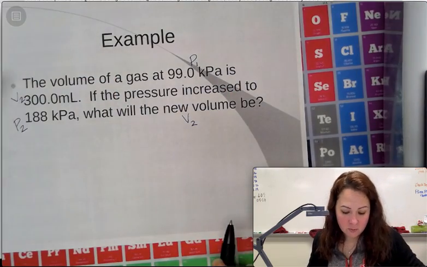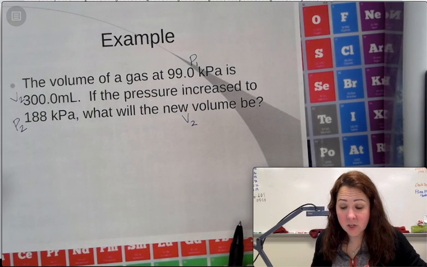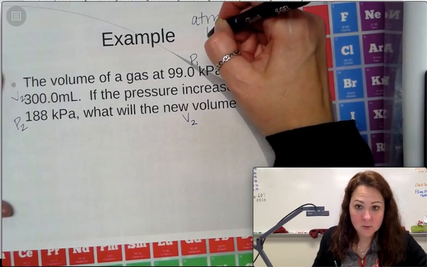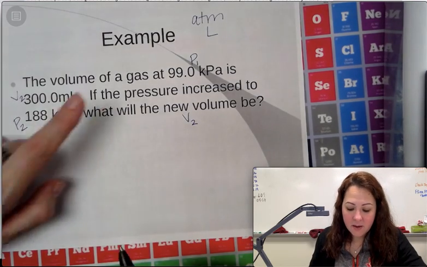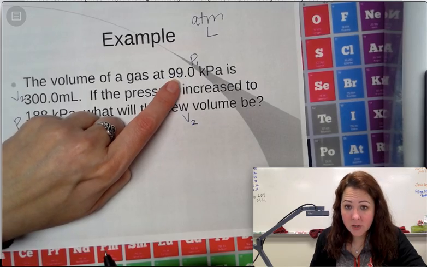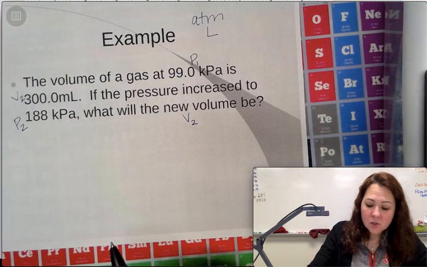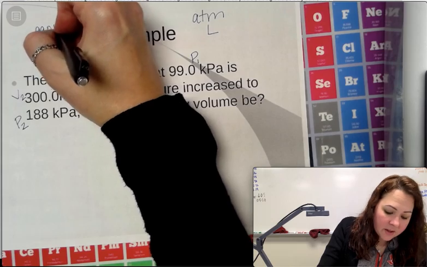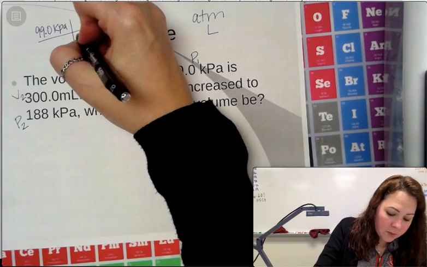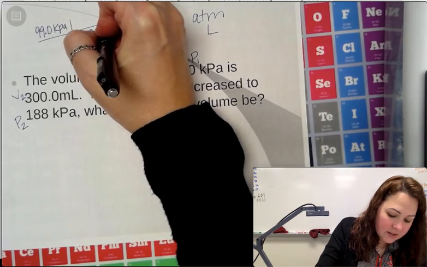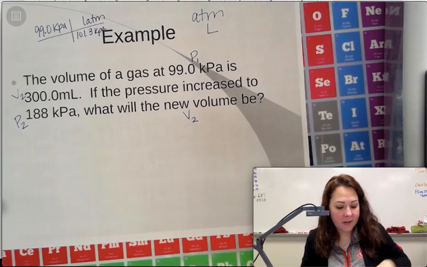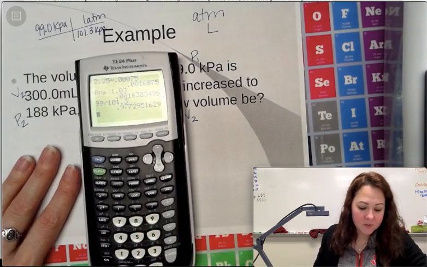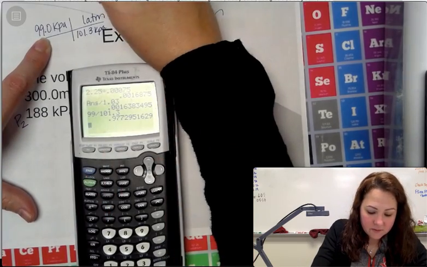So once I have my variables all lined out like this, then I need to check the units. I always have to use atmospheres. I always have to use liters. So 99 kPa, that's pressure, that's going to have to turn into atmospheres. So to do that conversion, I have 99 kPa. That conversion factor says that there's 101.3 kPa in 1 ATM. So again, I'm going to grab my calculator. This number has 3 sig figs, so I'm going to have 3 sig figs here.